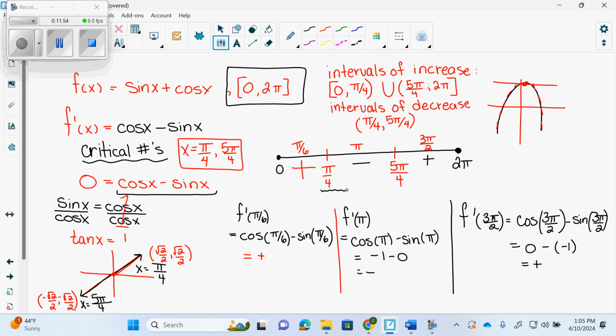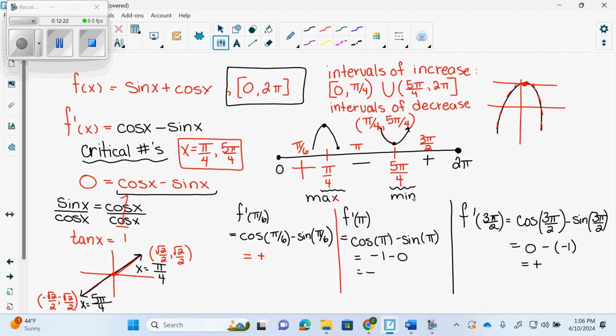So what are we doing on the left of pi over 4? Increasing. What are we doing on the right? So what is pi over 4? It's a max, and we'll deal with what the y is in a second. 5 pi over 4, what's it doing on the left? Decreasing. What's it doing on the right? So what is it here at 5 pi over 4?